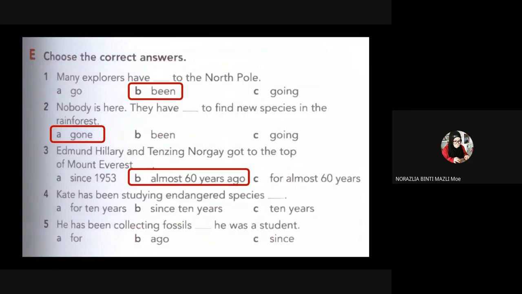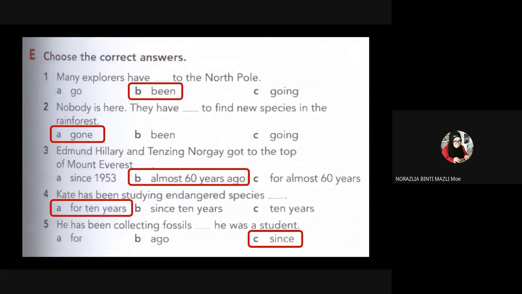Okay, now number 4, Kit has been studying endangered species. A, B, or C? A. Yes, you are right. I think you understand now how to answer this kind of question. Number 5, he has been collecting fossils since he was a student. C. Yes, C, you are right. Okay, since he was a student, sejak dululah, sejak dia masih pelajar lagi.